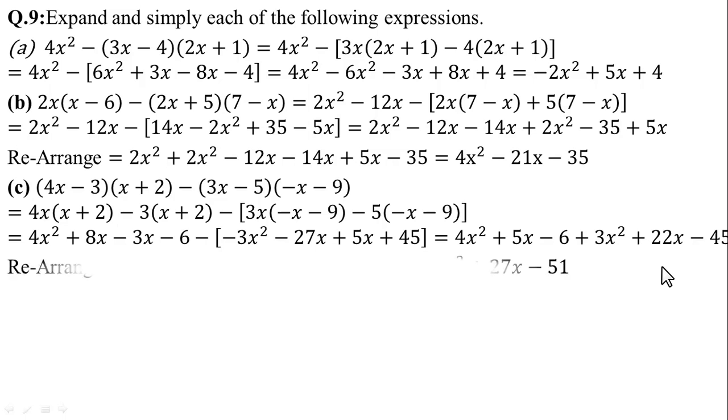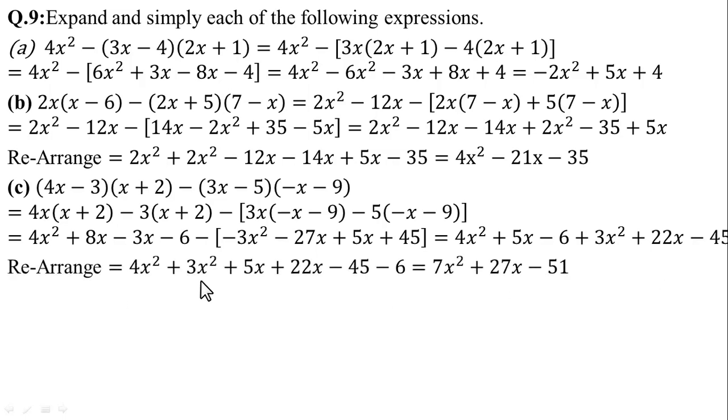Now rearrange the values. We have 4x square plus 3x square, plus 5x plus 22x, plus 45 minus 6. 4x square plus 3x square is 7x square, and 22x plus 5x is 27x. 45 minus 6 is 39. Now the part C answer is 7x square plus 27x minus 51.